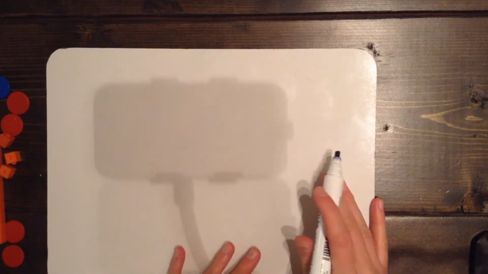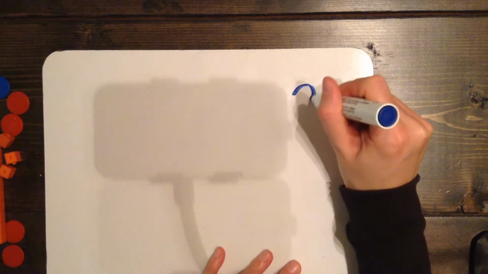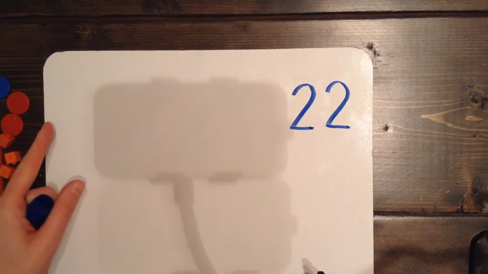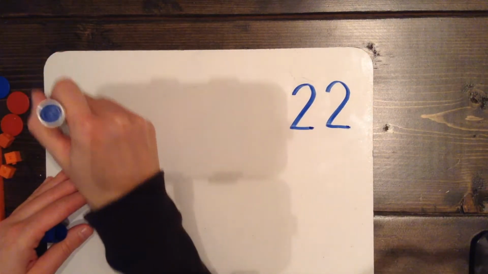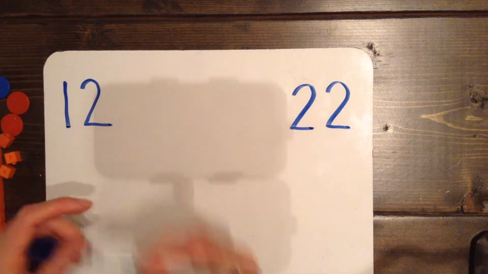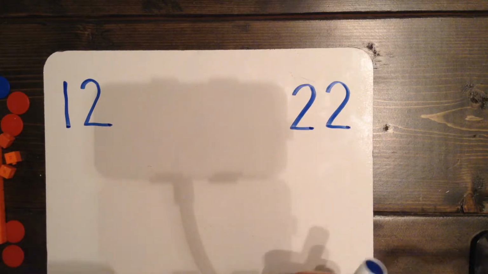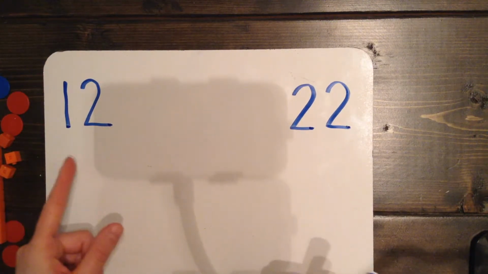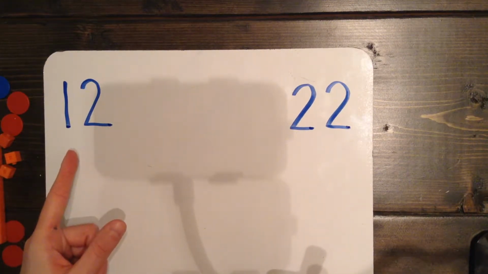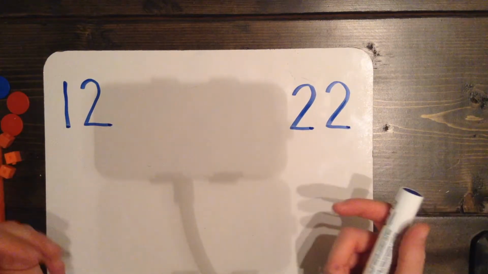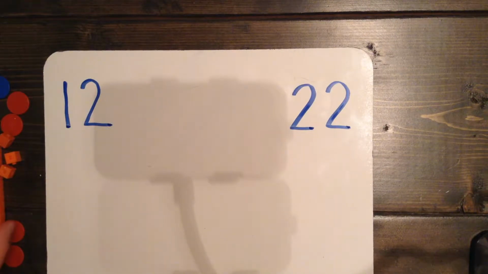Let's compare two new numbers. Over here, let's compare the number 22. And on this side, let's compare the number 12. How can we tell which one of these numbers is bigger? Well, you might already know that you say 12 first when you're counting, so that means it comes before 22 and is smaller. But in case you want to do it with base 10 blocks, this is what it looks like.